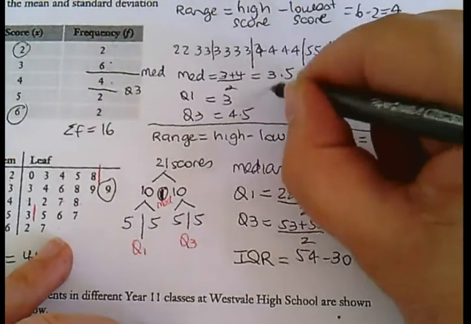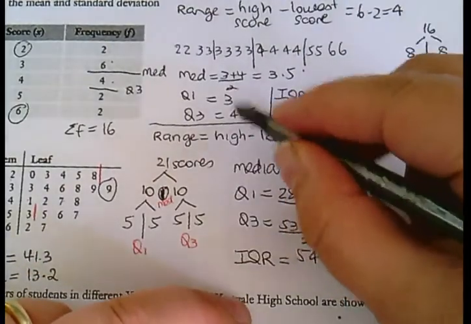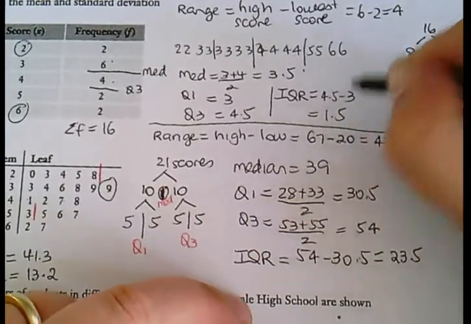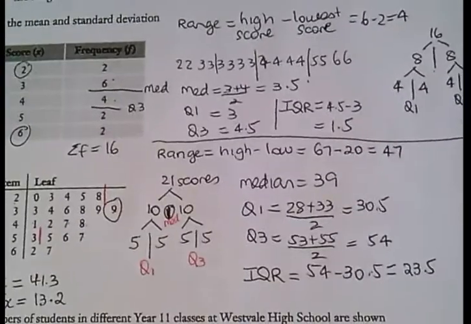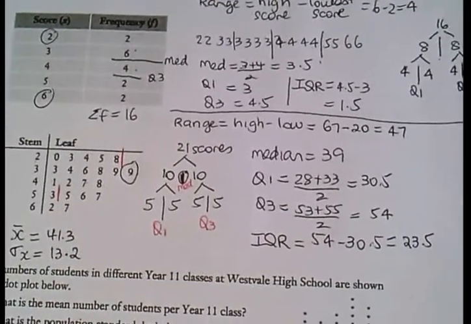So, therefore, the interquartile range is what? 4.5 minus 3, 1.5. Now, you can see how tricky it is to do interquartile range from a table. Very, very tricky. We're going to do it on a dot plot in a minute as well.